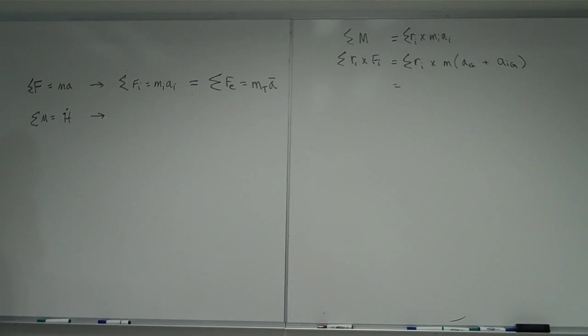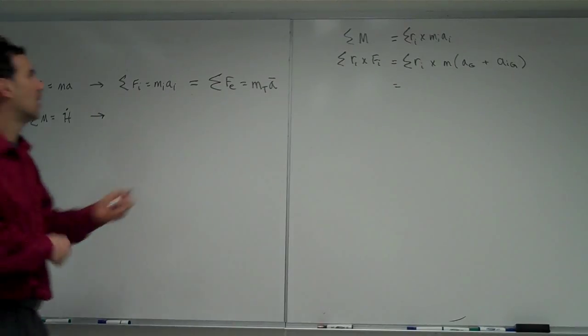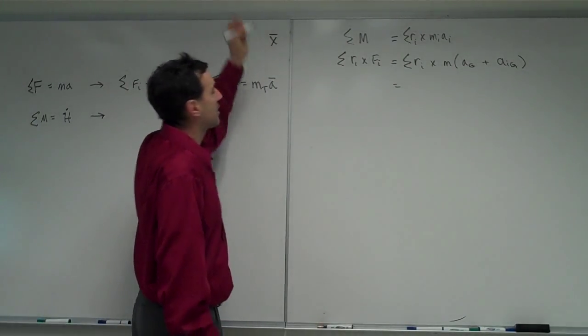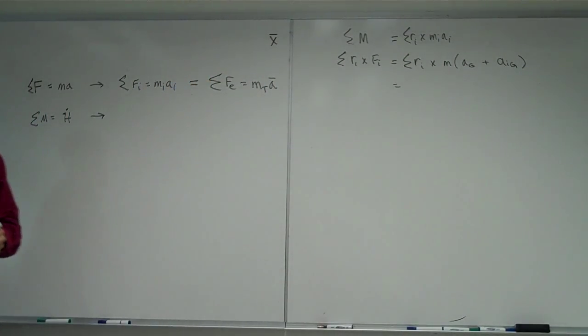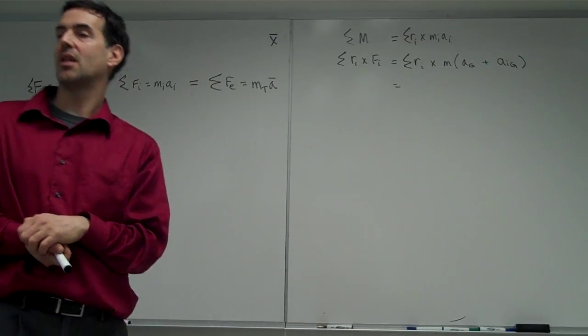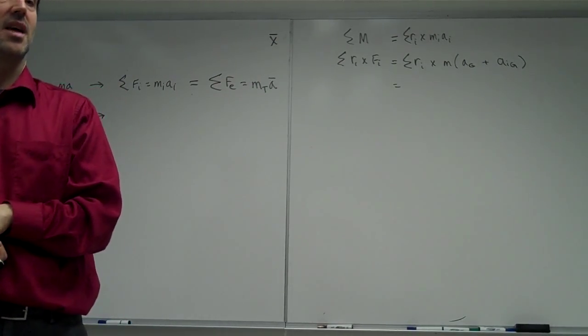The center of acceleration. Well, almost. I mean, Zach said the center of mass. A bar by itself is not the center of mass. The center of mass we would call x bar. Yes. A bar is the acceleration of the center of mass. It is not the acceleration of any random point on the object. It is the acceleration only of the center of mass of the object.